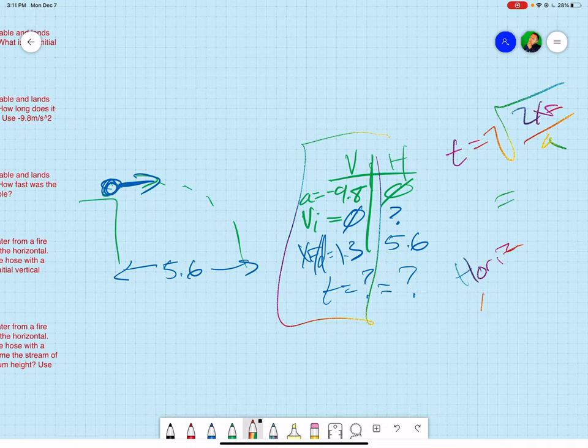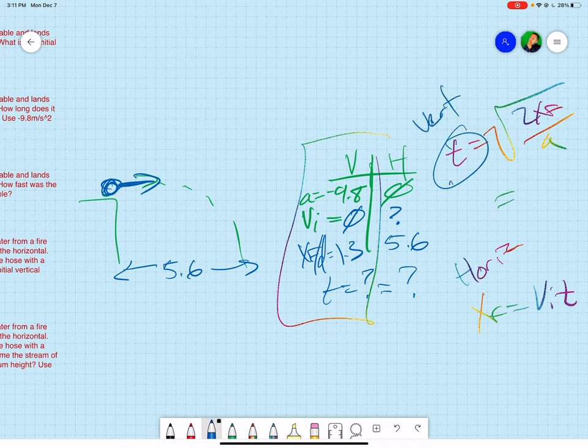All right, horizontal, you can do xf is equal to vi times t. The time you got for vertical is the only thing you can use, and you can use that time down below, and you know xf is going to be 5.6. You have to solve for initial velocity.